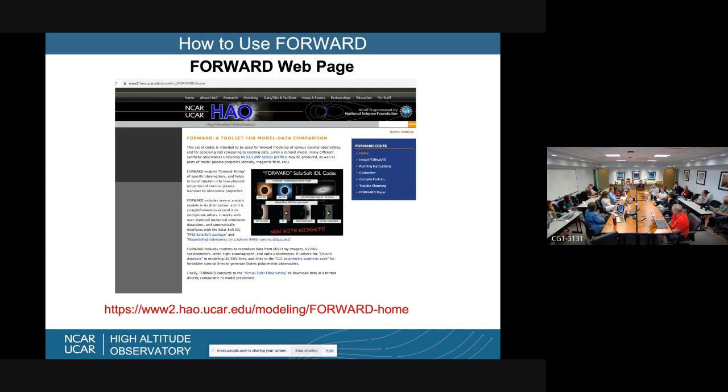Just curious, for the resonance scattering, which kind of photon redistribution function is used? I don't think I'm going to be able to answer that. I don't know if we have somebody in the room. Maybe Alan? Is Alan with us? Oh, no, I have to skip it. Okay, maybe we can come back to that question.